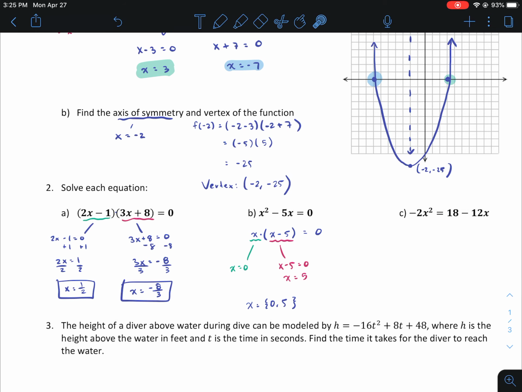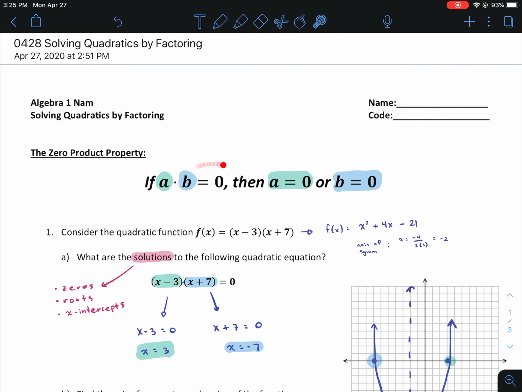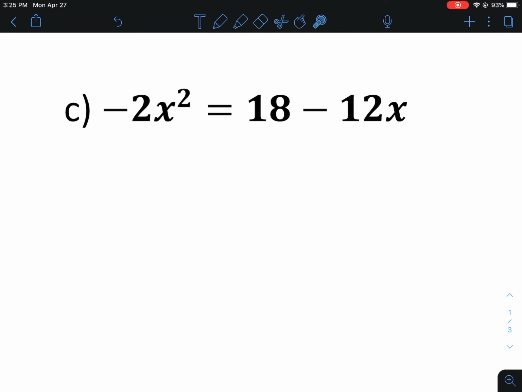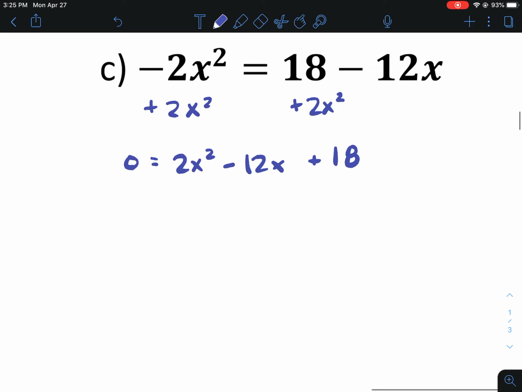Okay, cool. Now, example C, we have an equation that isn't equal to 0, right? To solve this, if I want to apply the zero product property, the product has to be equal to 0, right? So in this case, when we have an equation where we don't have 0, we can just go ahead and make a 0, okay? And so I'm going to just take this and move it over. We're going to take that 2x squared, I'm going to add it to both sides of my equation, which gives me 0 is equal to 2x squared minus 12x plus 18. I'm putting the 12x first because I want it in standard form.